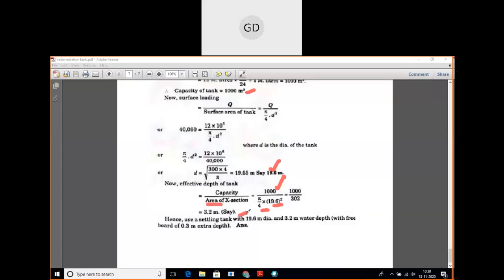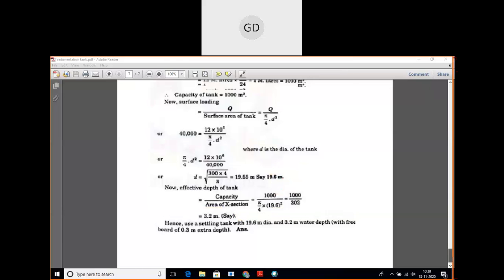So now you use a settling tank with 19.6 meter diameter and 3.2 meter effective depth, or water depth. You can also provide an extra 0.3 meter by adding it, 3.2 plus 0.3, and whatever value you get you can call the overall depth. So this is a very simple circular settling tank numerical.